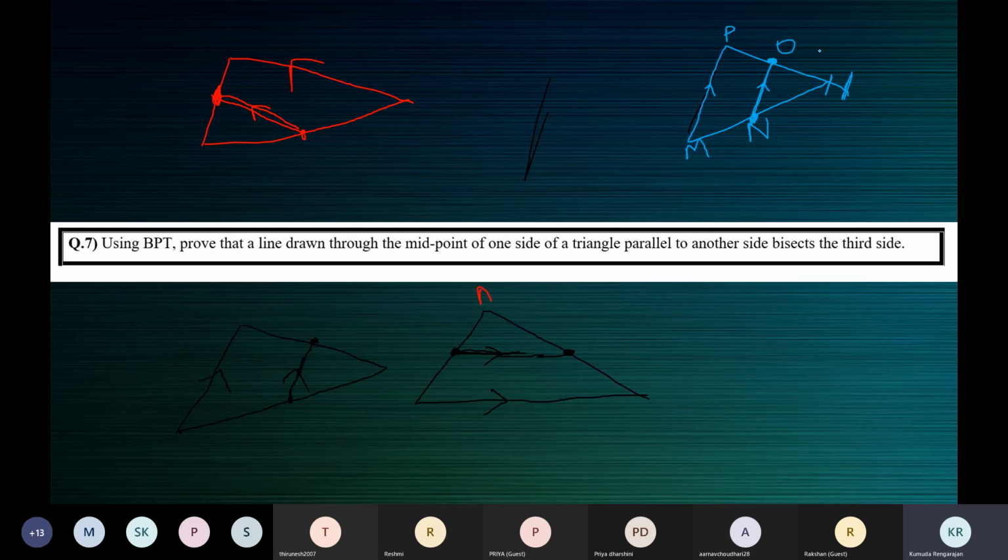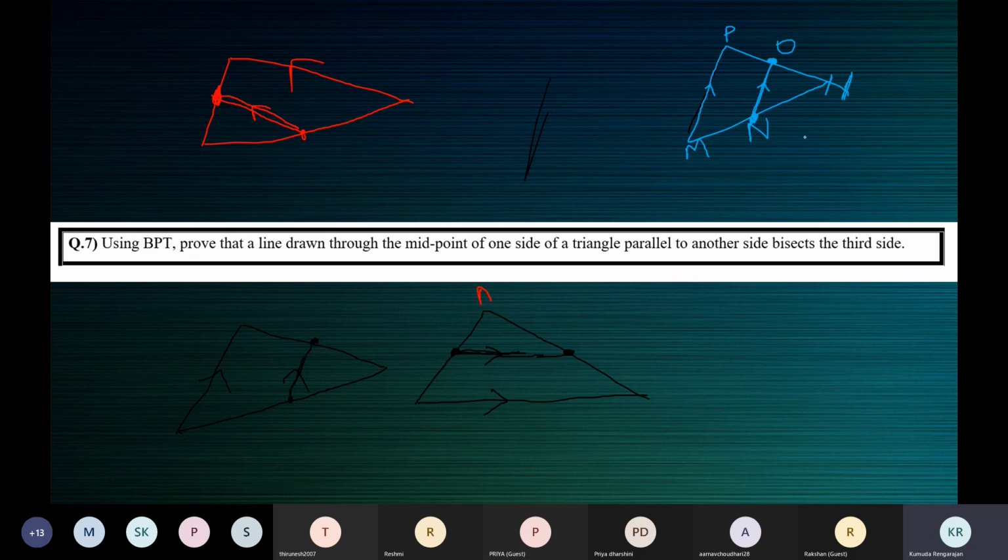Given O is the midpoint of HP, given ON is parallel to PM, the result is N is the midpoint of MH. You should have these two things. On one side, you should know the midpoint. Then through that midpoint, there should be a line drawn parallel to the second side. Then the result is N is the midpoint of the third side.